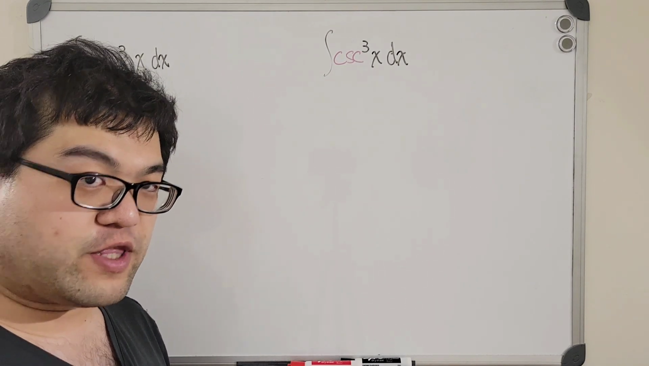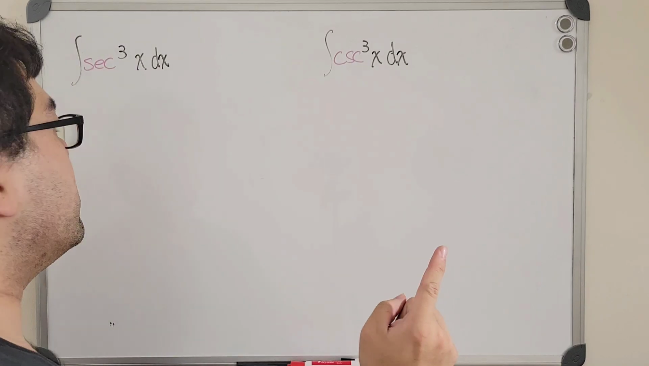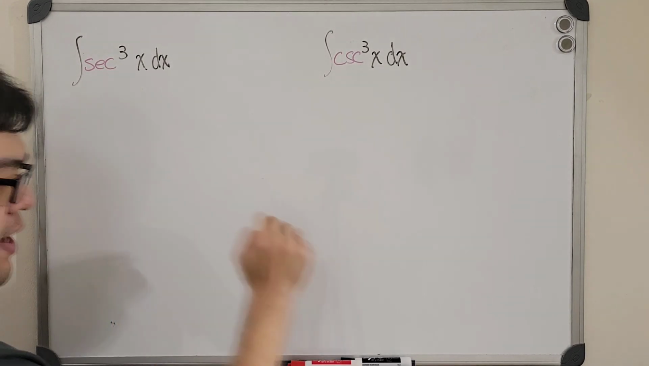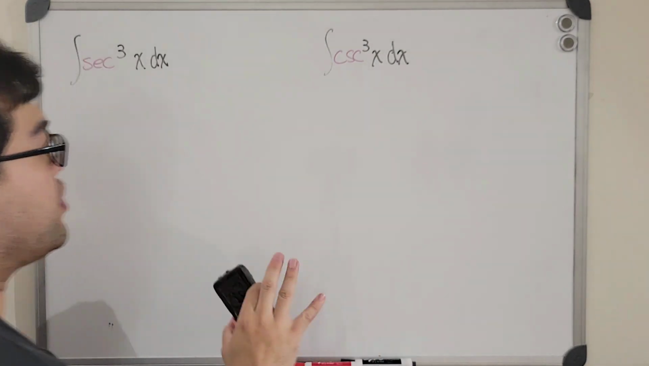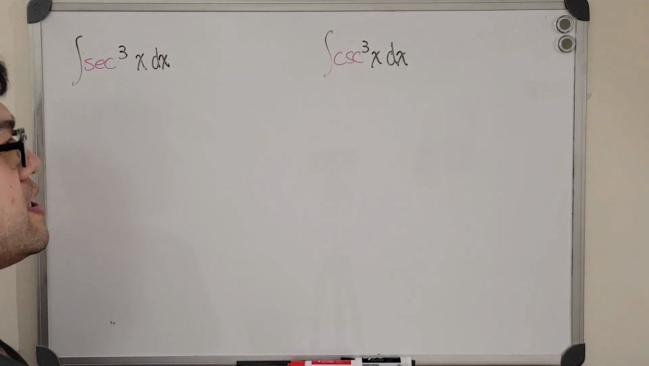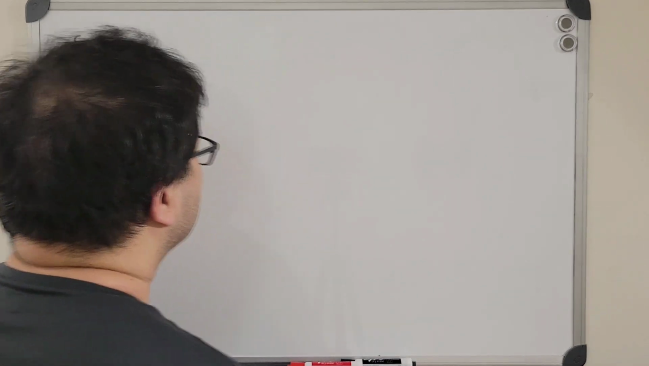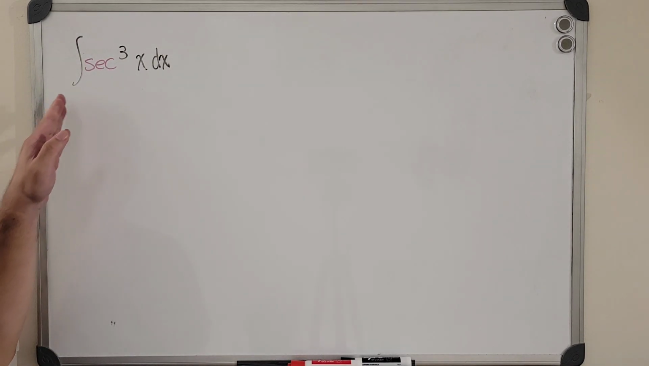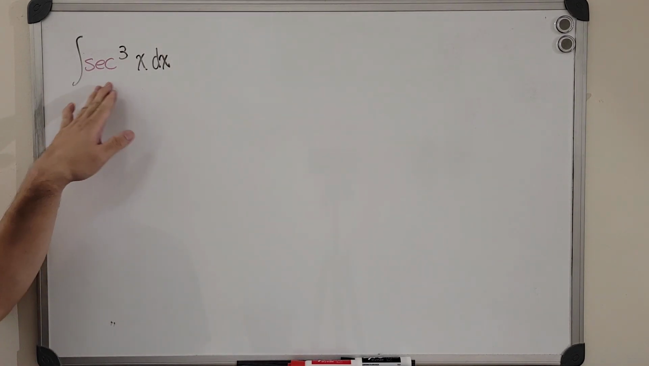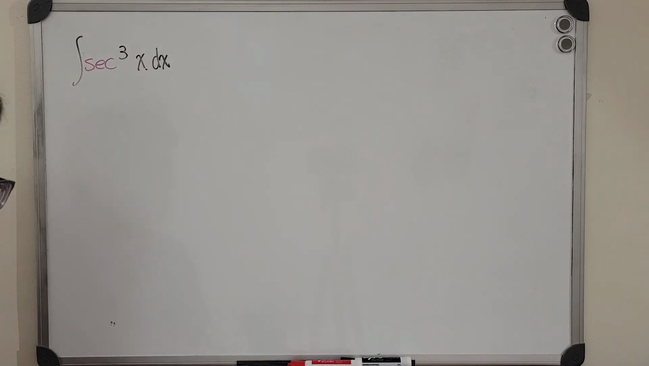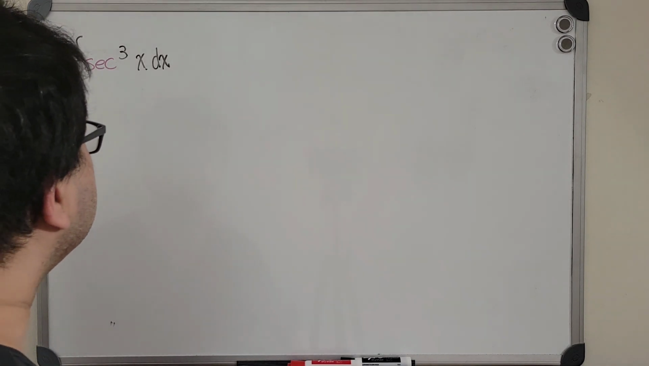Done? Are you ready for it? Okay, here we go. So let's do the first one, and because it's going to take more space, I'm going to erase the second one and then put it back on later. So the first one that we're going to do is the integral of secant to the third power of x dx. So what are we supposed to do?